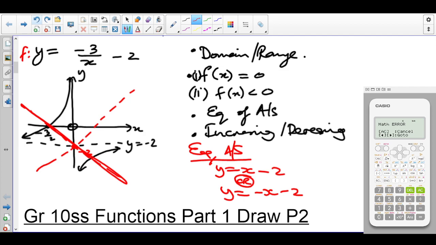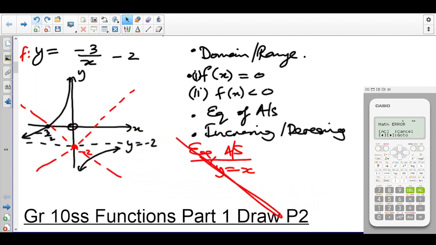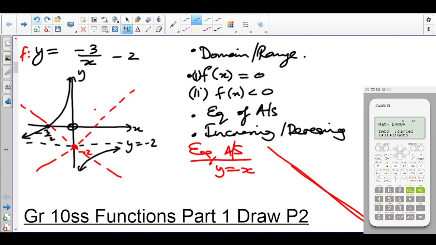Okay, remember what I said earlier on? I said that this one here would be y is equal to x plus c. And this one here would be y is equal to minus x plus c. Is that confusing you? Yes, okay. So make a note to accept the fact that y is equal to x plus c is the one axis of symmetry, and the other one is y is equal to minus x plus c. That will always be the case for your hyperbola graph.